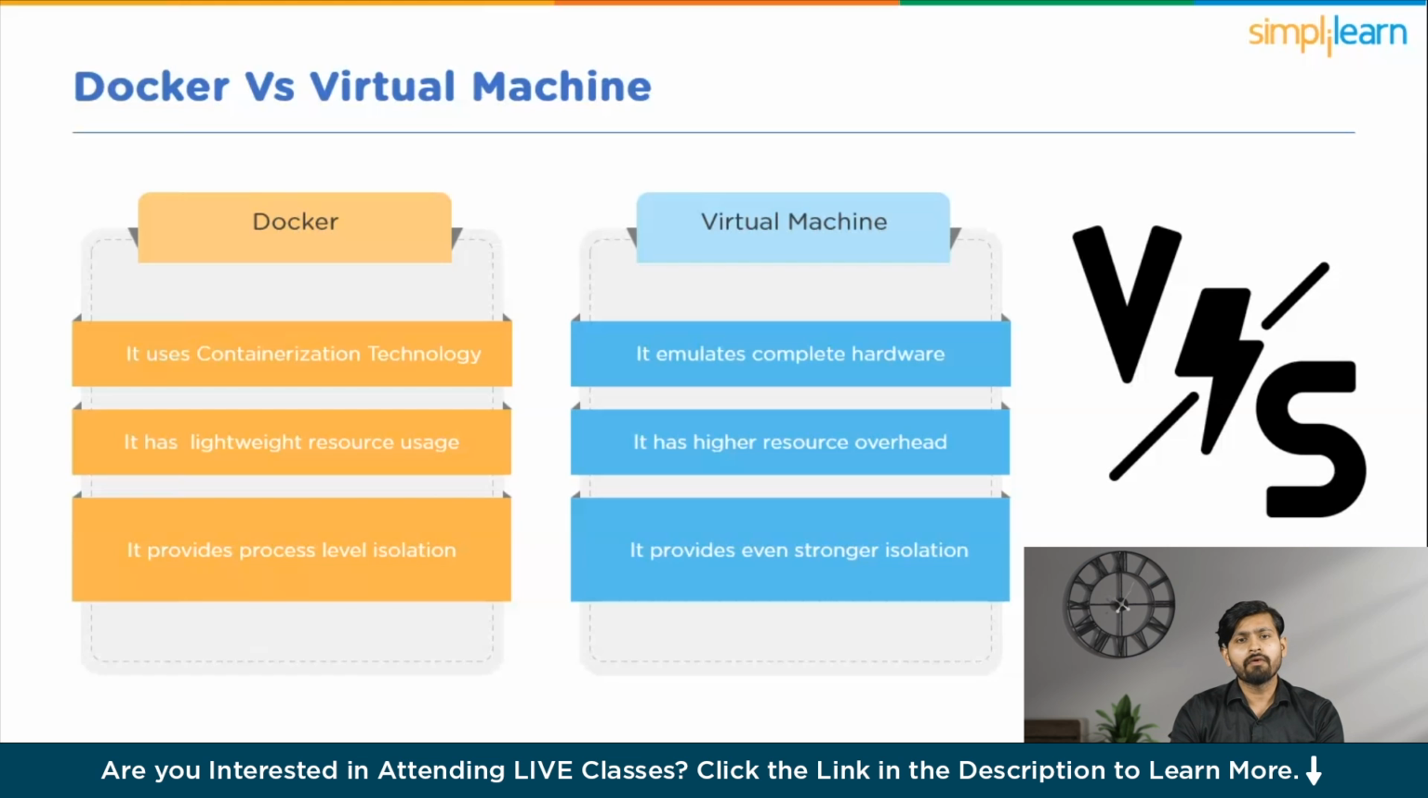Overall, Docker offers great agility, scalability, and resource efficiency compared to virtual machines, making it an ideal choice for modern microservices-based architectures, DevOps practices, and cloud-native applications.